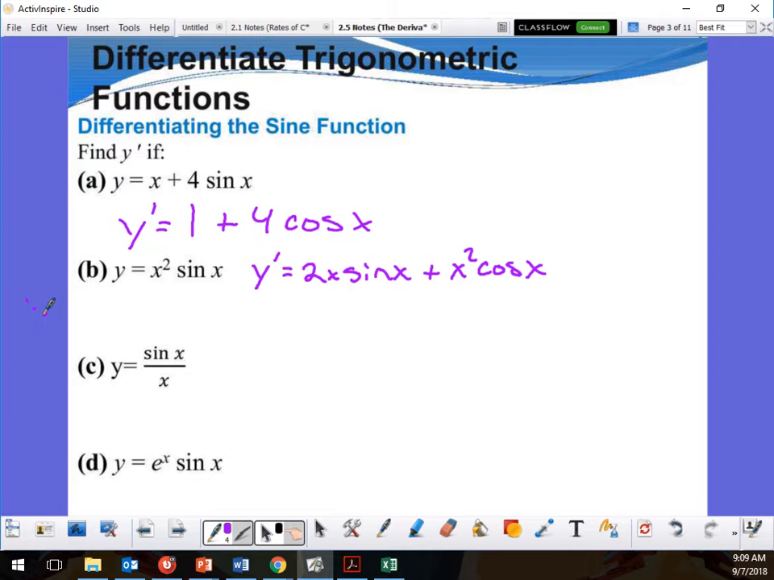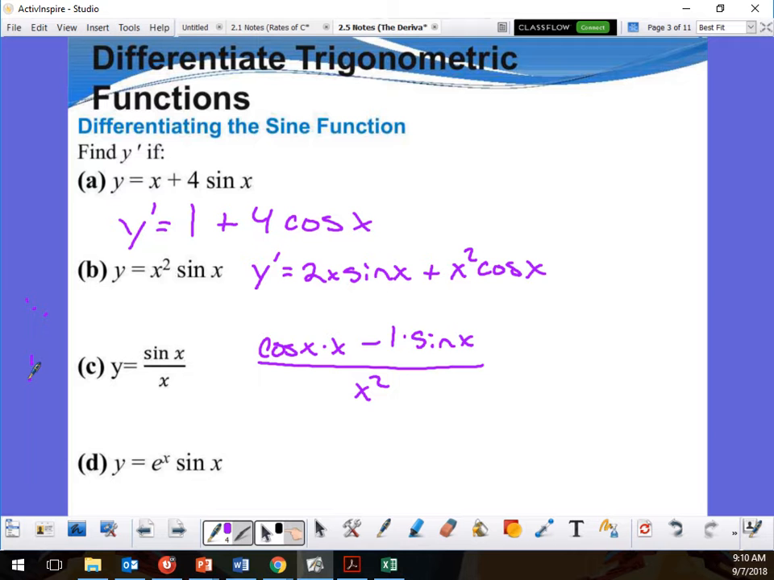Anyway, now on this next one, C, what type of rule? Quotient. Let's do quotient rule on that. So derivative of sine is cosine x times x minus 1 times sine x over x squared. Now, really don't need to do much with this. The only thing I would do is put the x in front of the cosine because it's times, and negative 1 times sine is just negative sine, right?